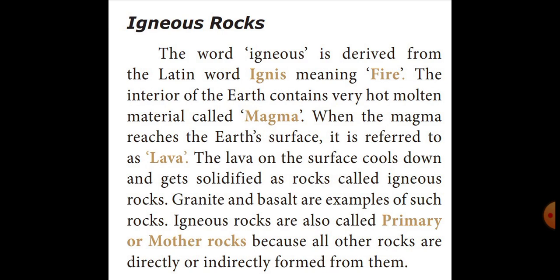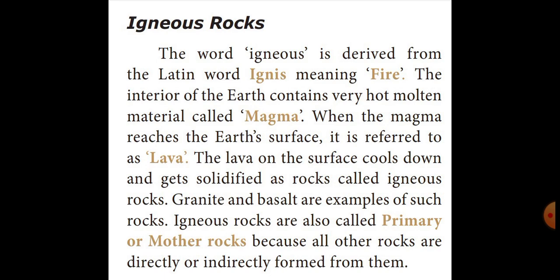What are the other names of igneous rocks? Excellent. Primary or mother rocks. The other names of igneous rocks are primary or mother rocks. Why are igneous rocks called primary or mother rocks? All the other rocks are directly or indirectly formed from igneous rocks. So, igneous rocks are also called primary or mother rocks.